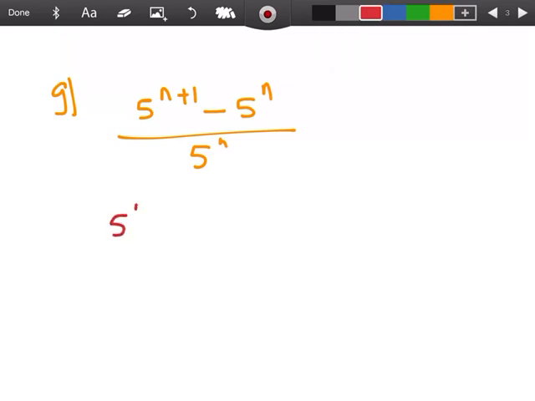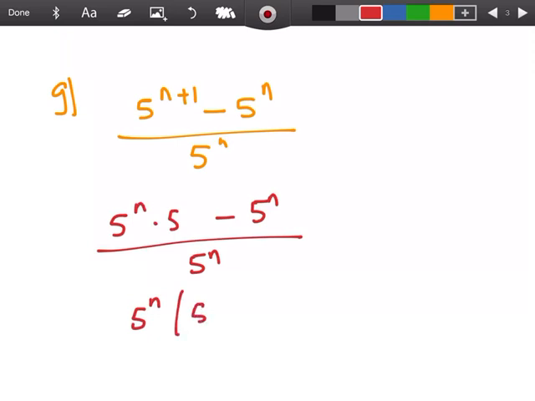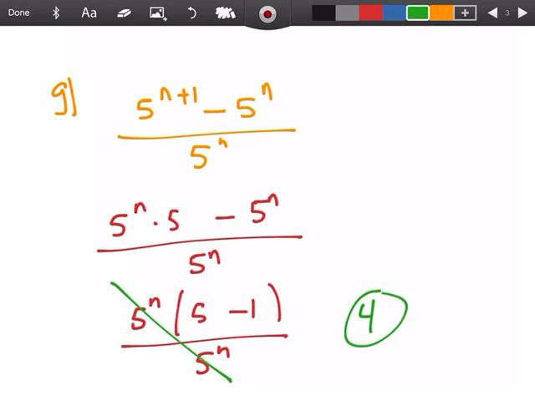It's going to be 5^n times 5 minus 5^n, all over 5^n. Now we can factor the 5^n out of the top. 5^n times 5 minus 1. It's like the opposite of the other problem, because now the 5^n's cross off and all you have left is the 4. So there you have it.